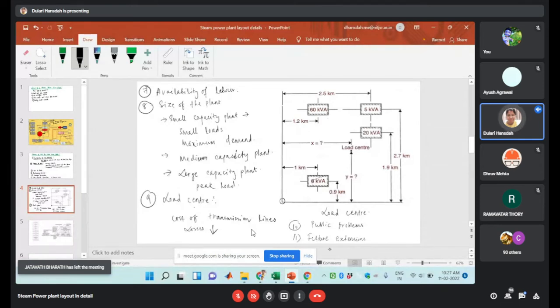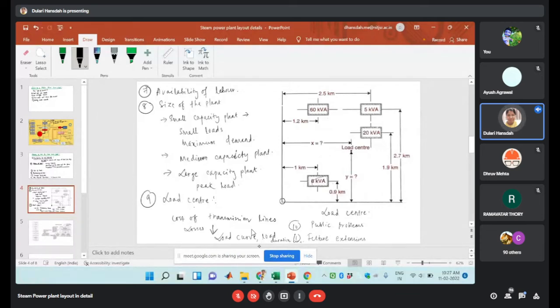Here I forgot to inform you that the load center or the capacity of a plant, both will consider the load curve or load duration curve. So what is that?